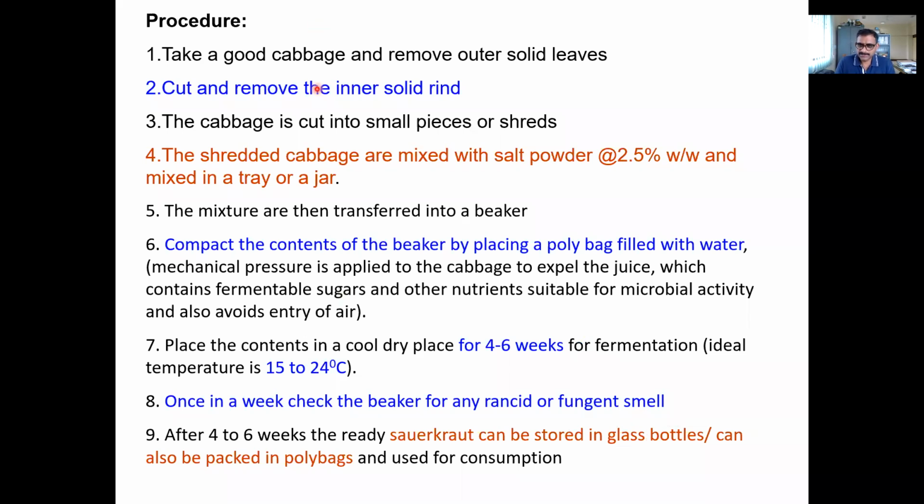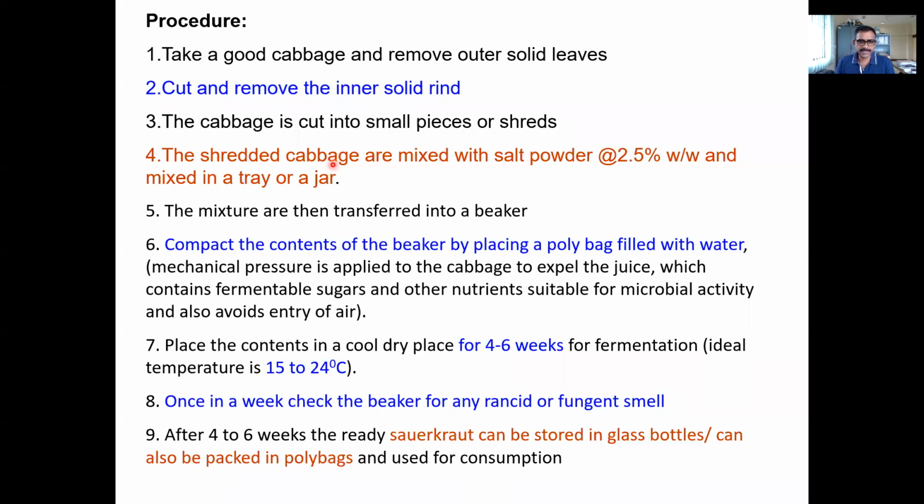Take a good cabbage. Remove the outer layer, which is exposed to the soil and other things, which is harder. Remove one or two leaves. Then you cut and remove the inner solid rind. Inside at the middle, there will be a solid rind. You remove that and cut the cabbage into small pieces or shreds.